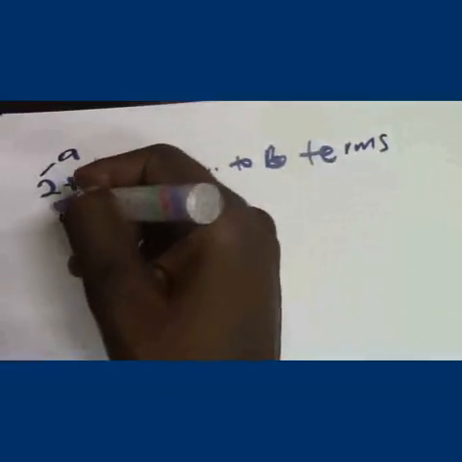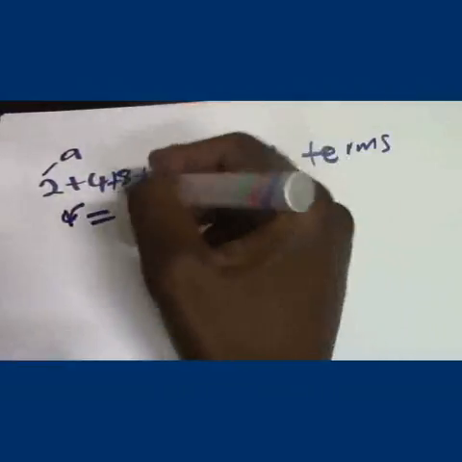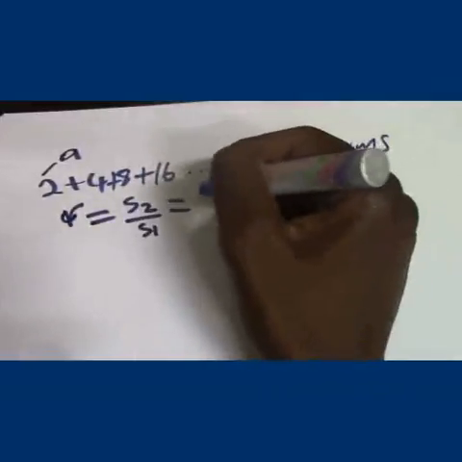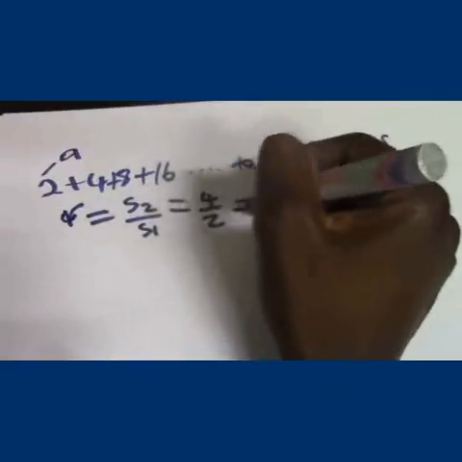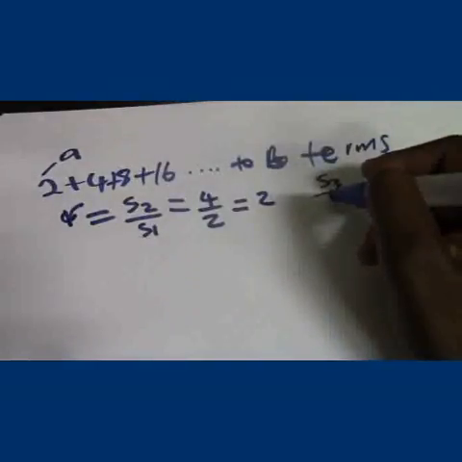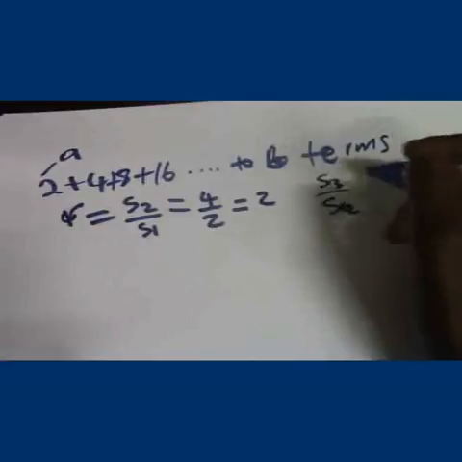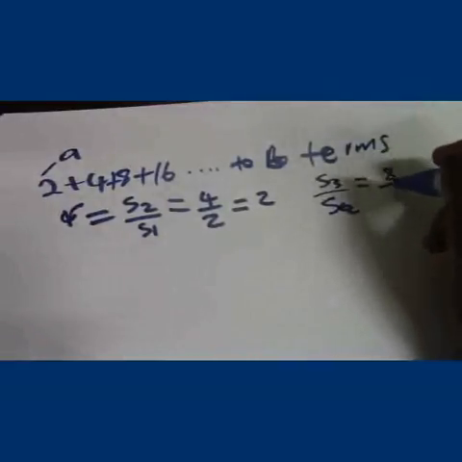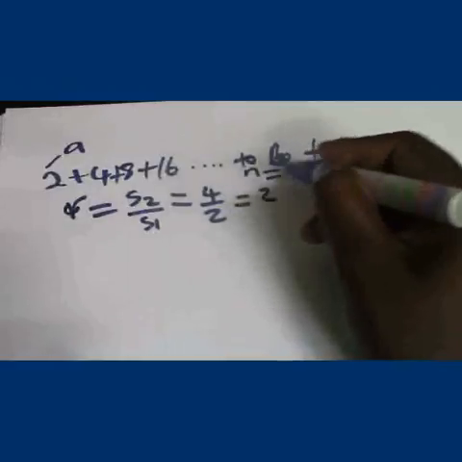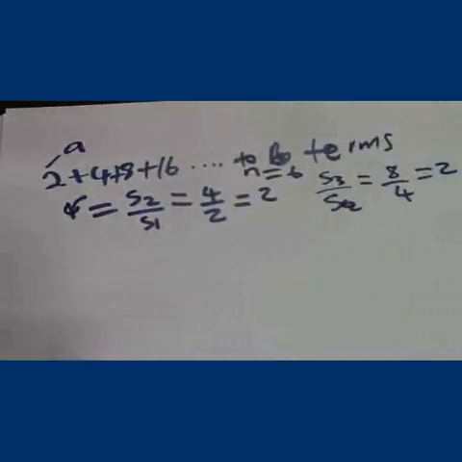Then the ratio here, R is S2 over S1, which in this case is 4 over 2, which is 2. Then I verify with S3 over S2, which is 8 over 4, equal to 2. So the ratio is fine. Then n is equal to 6 because we took the 6th term.